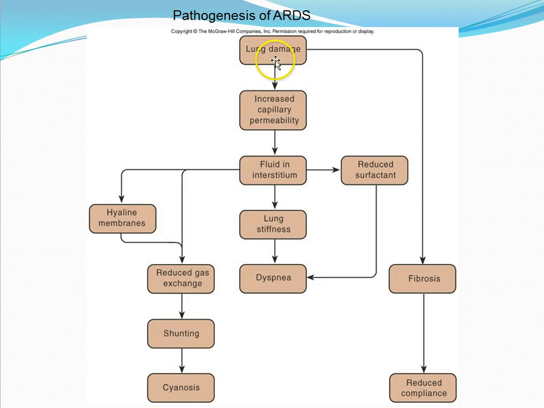This shows the pathogenesis. There's some type of lung damage. It can lead to increased capillary permeability, causing fluid in the interstitium, resulting in stiffness. This fluid can also dilute the surfactant, leading to dyspnea. When exposed to air, it creates the hyaline membrane, making gas exchange very difficult to occur. And it can also lead to fibrosis, causing a reduction in compliance.